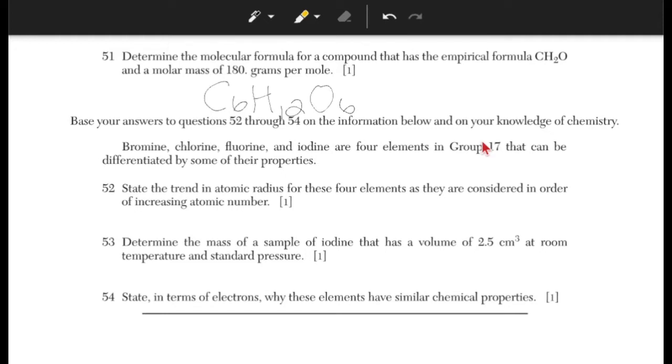Bromine, chlorine, fluorine, and iodine are 4 elements in group 17 that can be differentiated by some of their properties. State the trend in atomic radius for these 4 elements as they are considered in order of increasing atomic number. As the elements are considered in order of increasing atomic number, the atomic radius increases. This is because the number of electron shells will increase, therefore the atomic radius will increase.